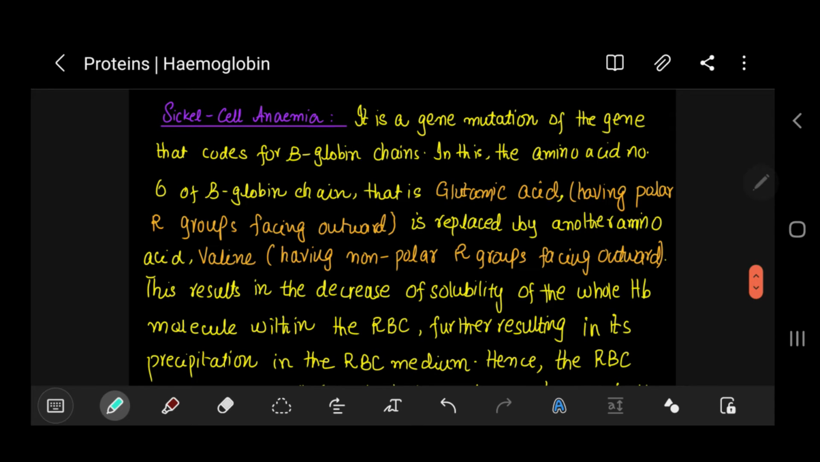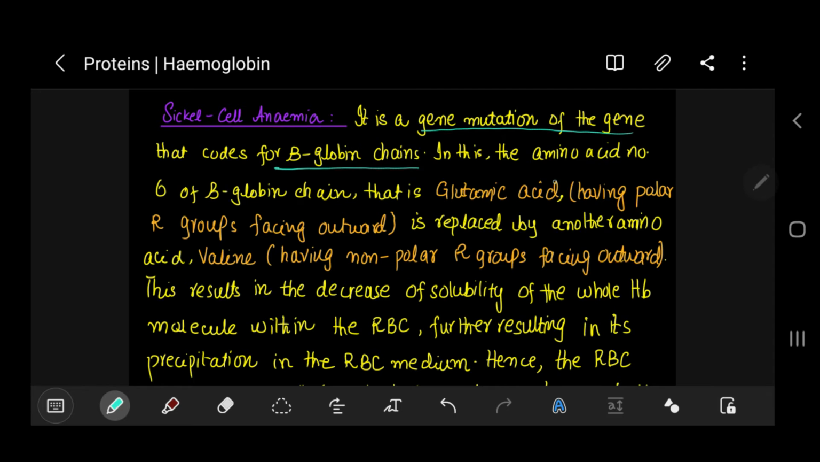Now let's study a problem associated with hemoglobin. What happens? The mutation in hemoglobin is sickle cell anemia. It's a gene mutation of the gene that codes for beta globin chains.